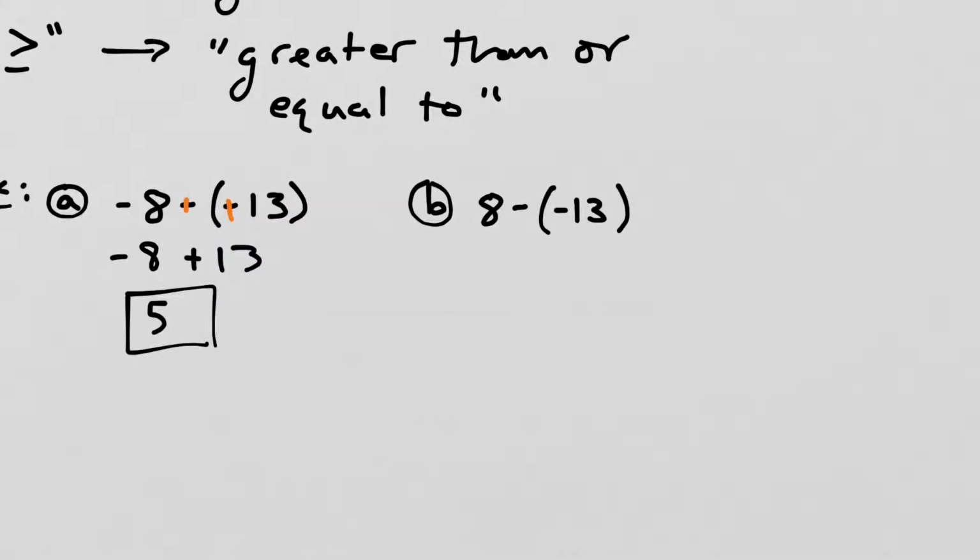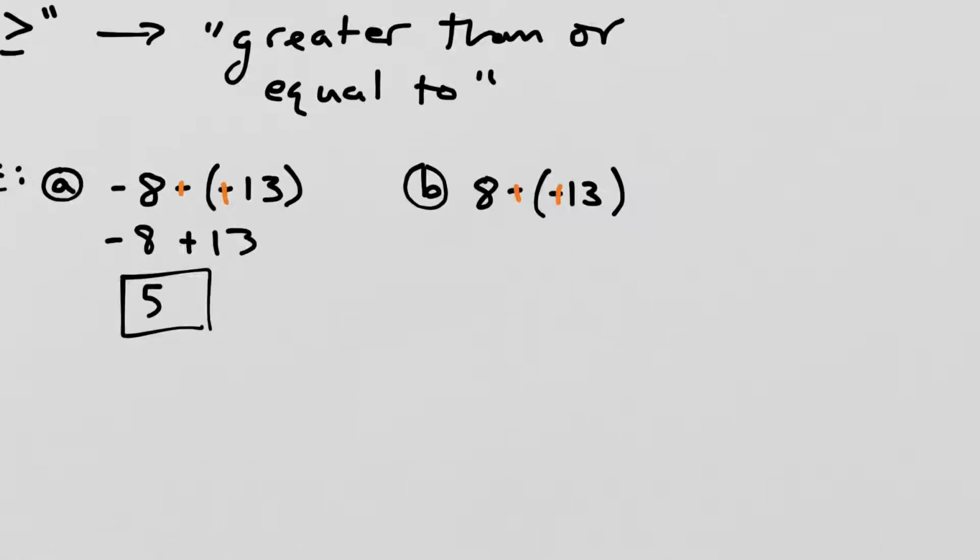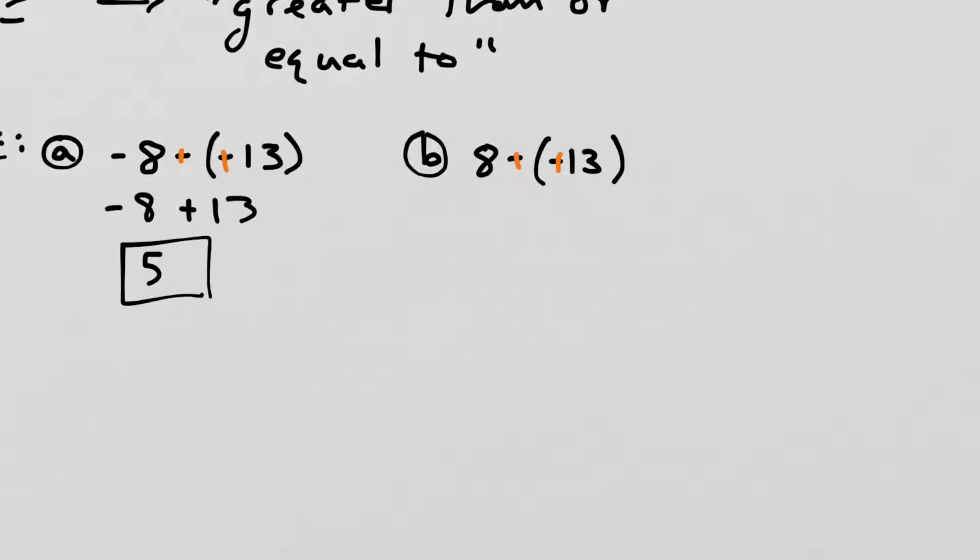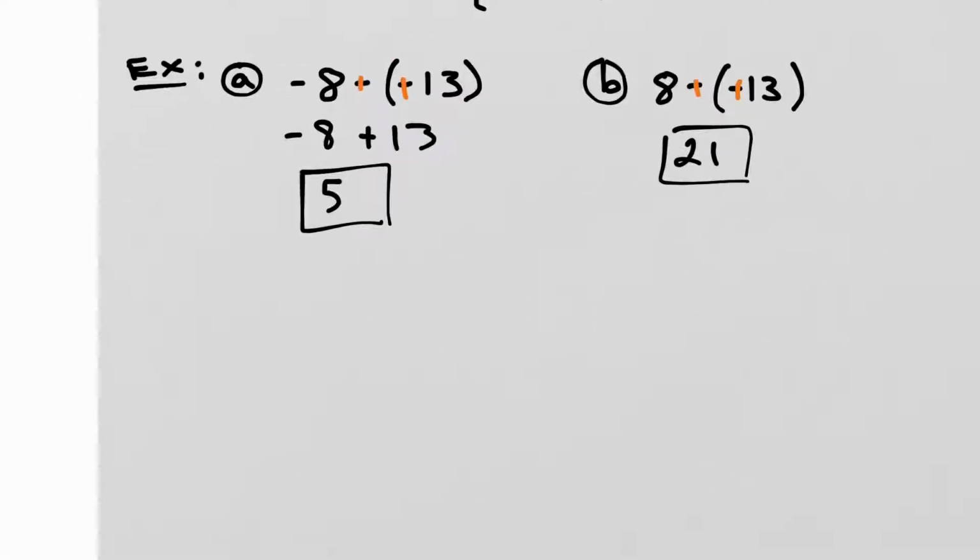Same thing happens here. Minus a negative, that's the same thing as adding. And then you get, well, now it's a positive 8 and a positive 13. They're the same sign, so I add them. 13 plus 8, that's 21. And there we go. And we'll continue on.